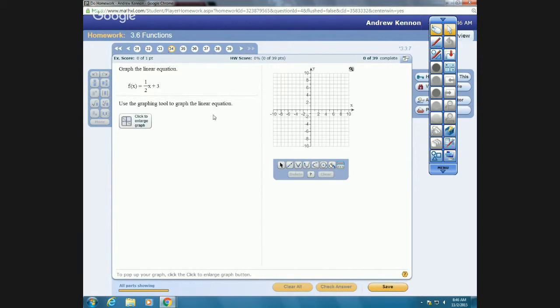Here, graphing these is the same idea as normal. This is like y equals mx plus b. It's just a different notation, a different way of writing it. So it's still y equals mx plus b. Just think of replacing the y with f of x. That's your slope and that's your y-intercept. So same thing that you've been doing.